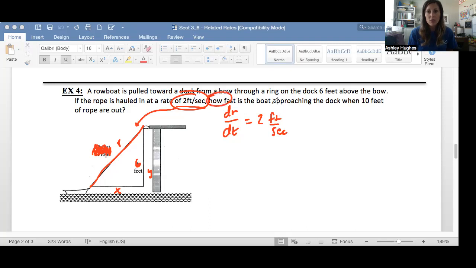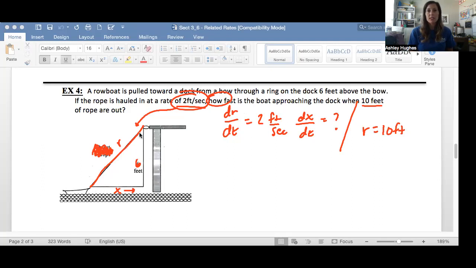How fast is the boat approaching the dock? So that would be this part, x. So what is dx dt when the rope is 10 feet? So that's when the r is 10. I don't like putting this as constant here because I'm going to write an equation looking at this triangle, and I don't want to write 10 in my equation because it's not always 10.